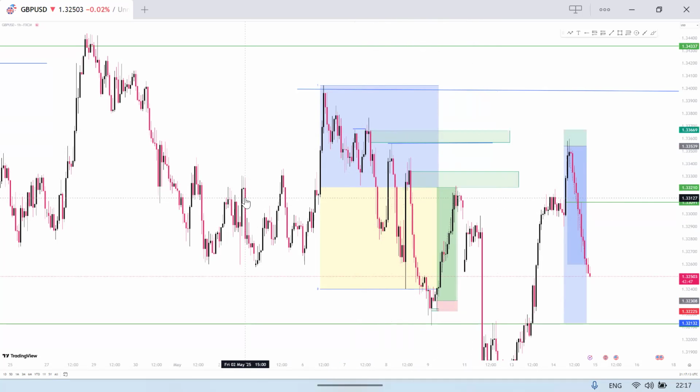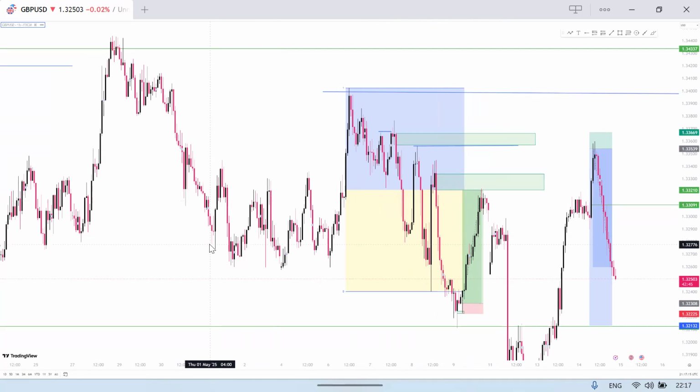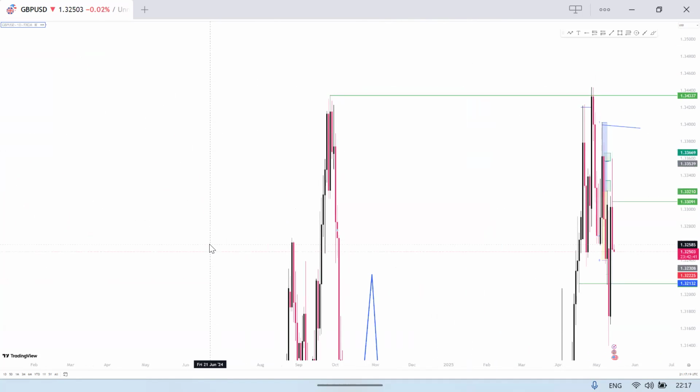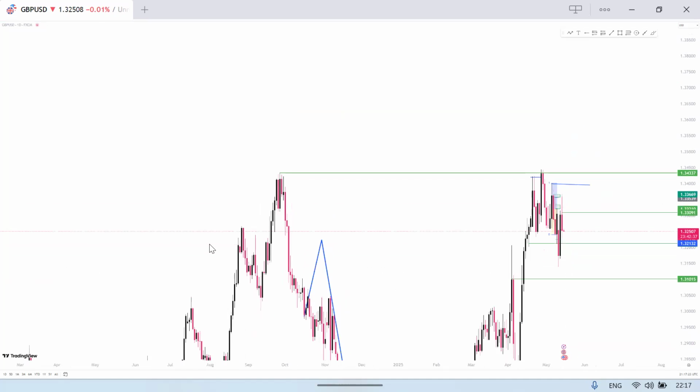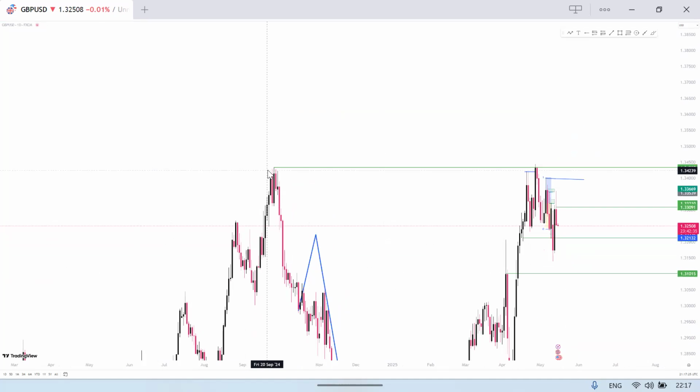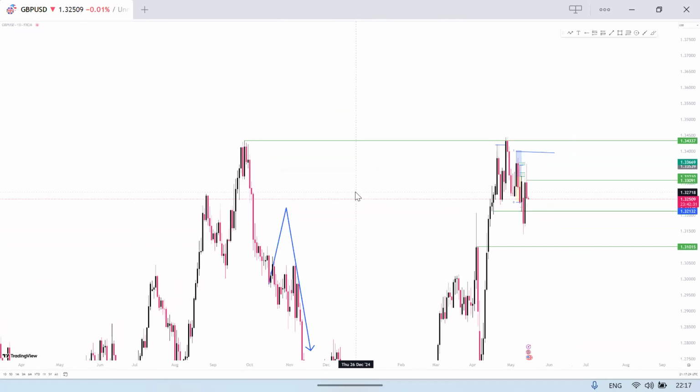There's a structure here. But before I marked the structure, I was on the daily time frame because I'm a day trader. What did I wait for? I waited for price to do what? To take out my buy side liquidity. I waited for price to take out my buy side liquidity. You can see this place. You can see how price took it out. Price took out my buy side liquidity on the daily time frame.